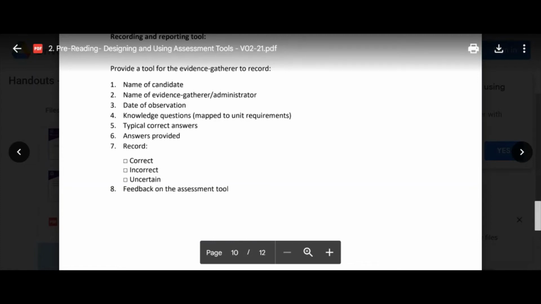It might be something that they just record for you to use as evidence for a judgment in relation to each component. On the other hand, if you've provided the evidence gatherer with a marking guide, then they can relate the marking guide answers to the answers the student has given. If they're correct, they can tick yes. If they're incorrect, they can tick no. And if they don't know, they can put a question mark for you to make a judgment at some later time. So all we wanted to do with this document is to give you some headings that you might want to consider in relation to an actual tool.